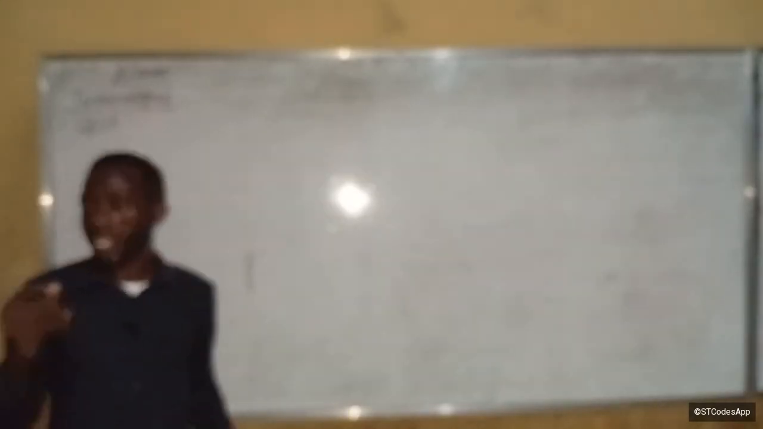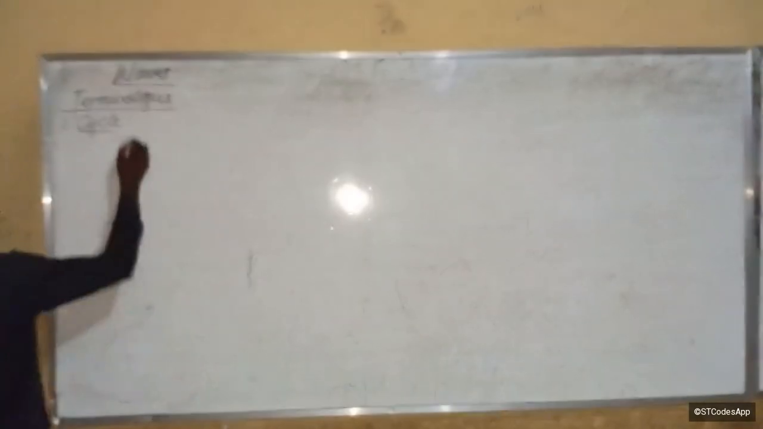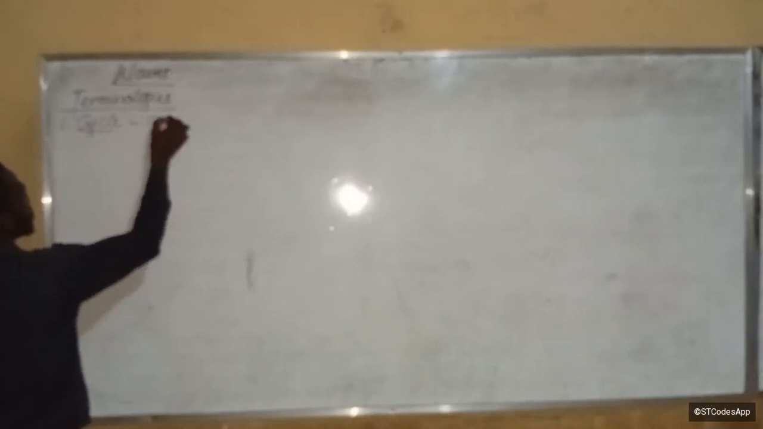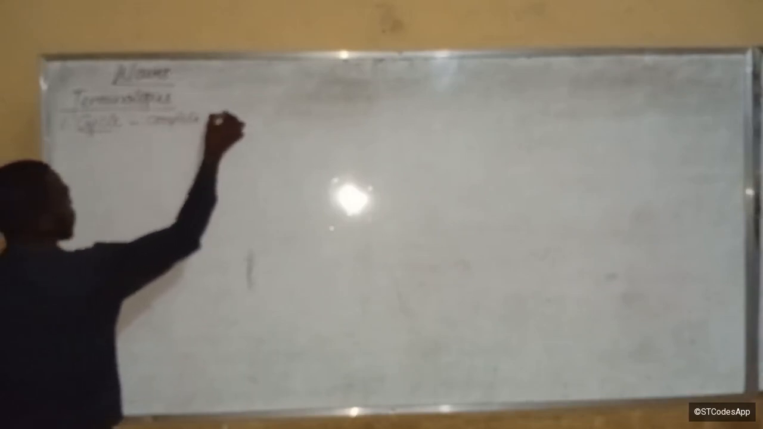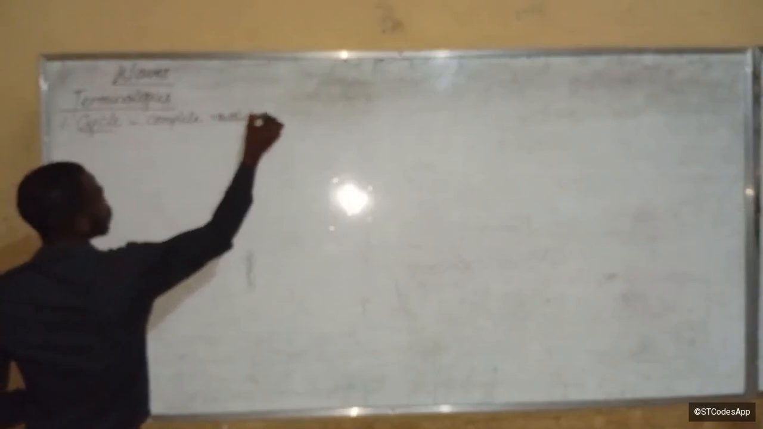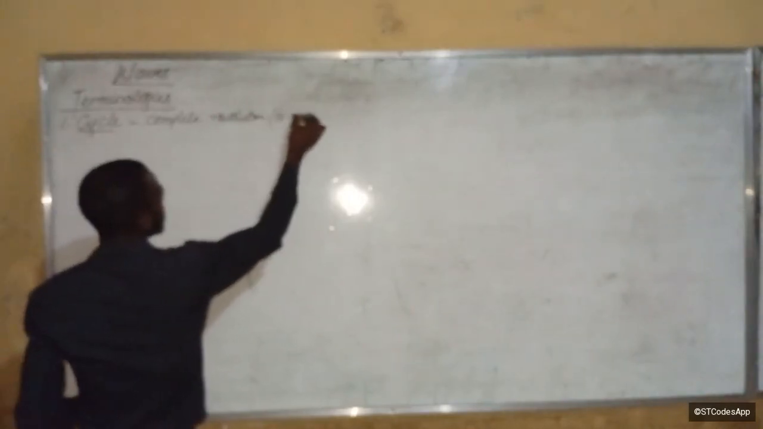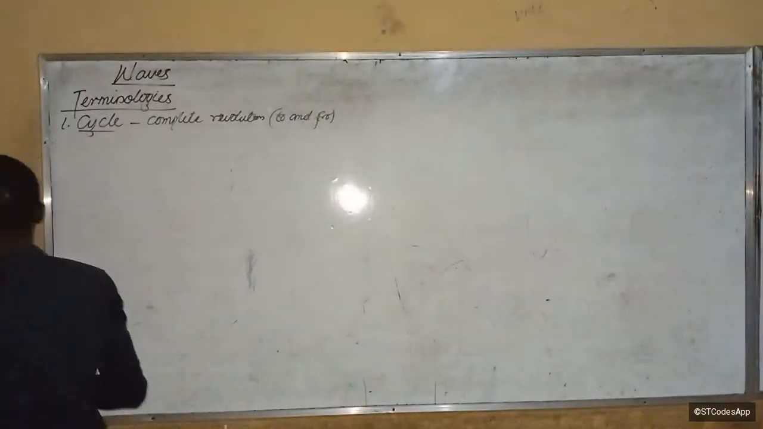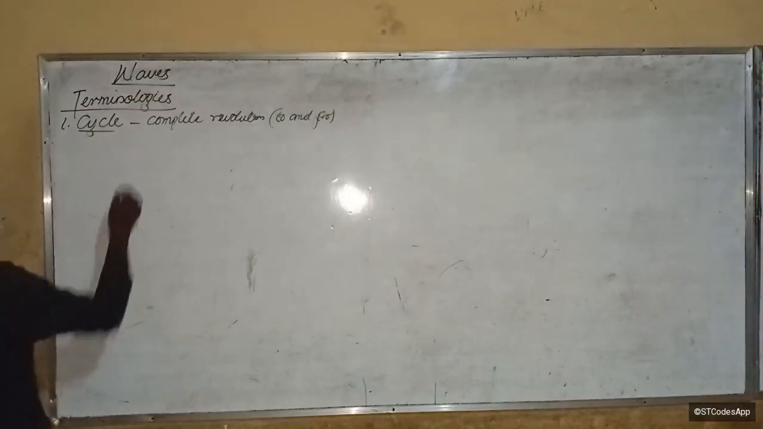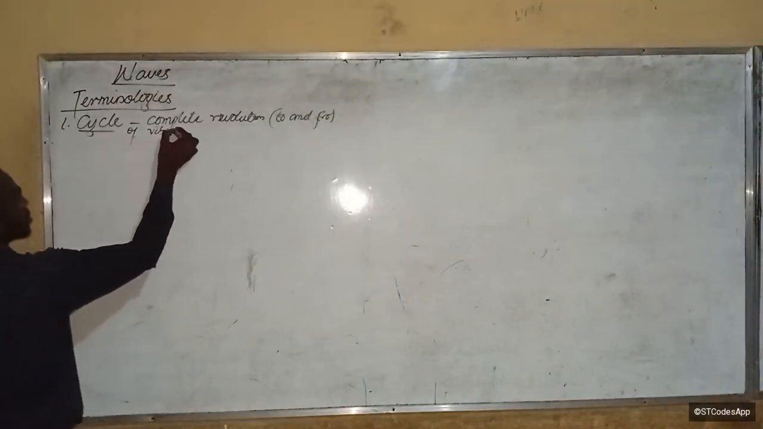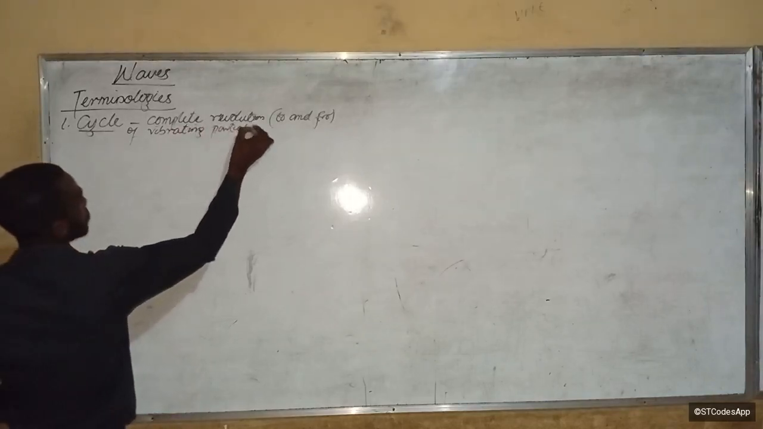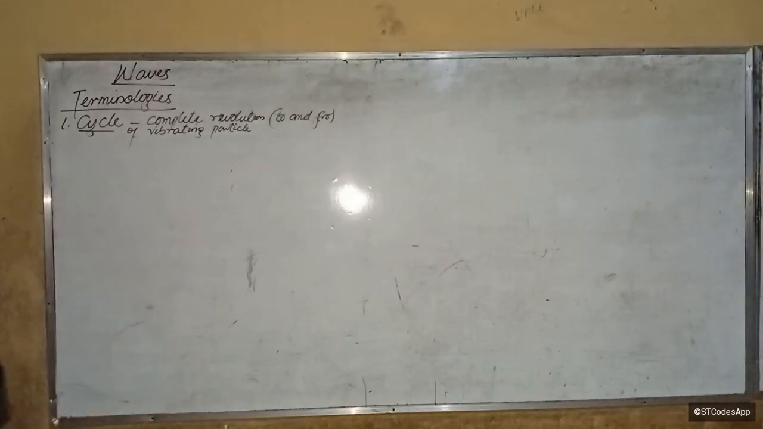Alright. So a cycle is a complete revolution, or complete to and fro movement of the vibrating particle. So that's what we call a cycle. Is that clear?